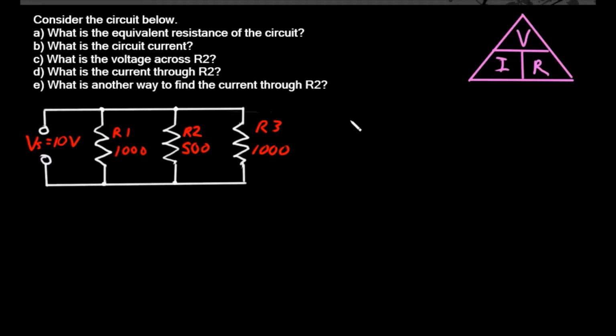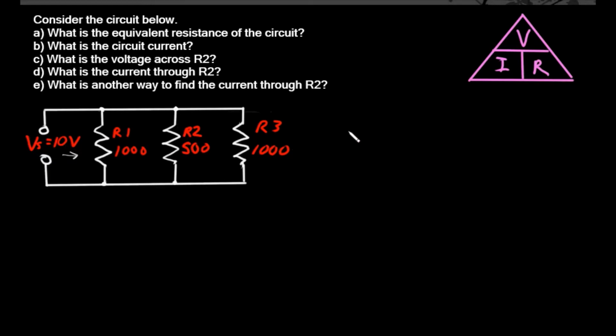So here's a problem for you. Consider this circuit right here. We have a 10 volt source and 3 resistors in parallel: 1,000 ohms, 500 ohms, and 1,000 ohms. What is the equivalent resistance of this circuit that the voltage source sees here?